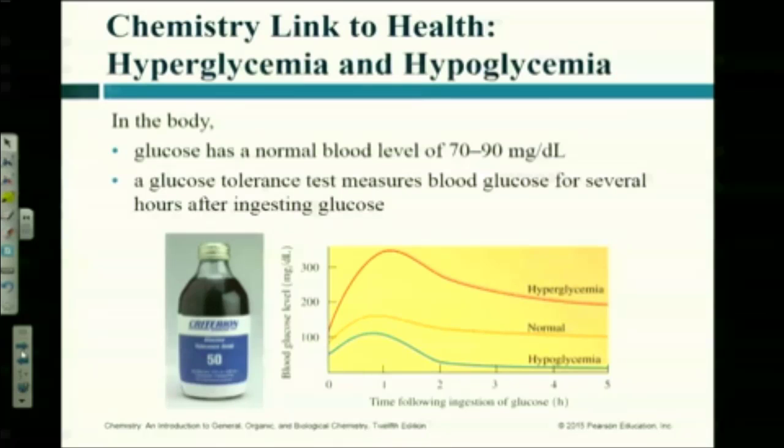Why not? What's wrong with you? Insulin. You need some insulin. Your body isn't producing enough insulin. It can't break down the sugar in your body, okay?